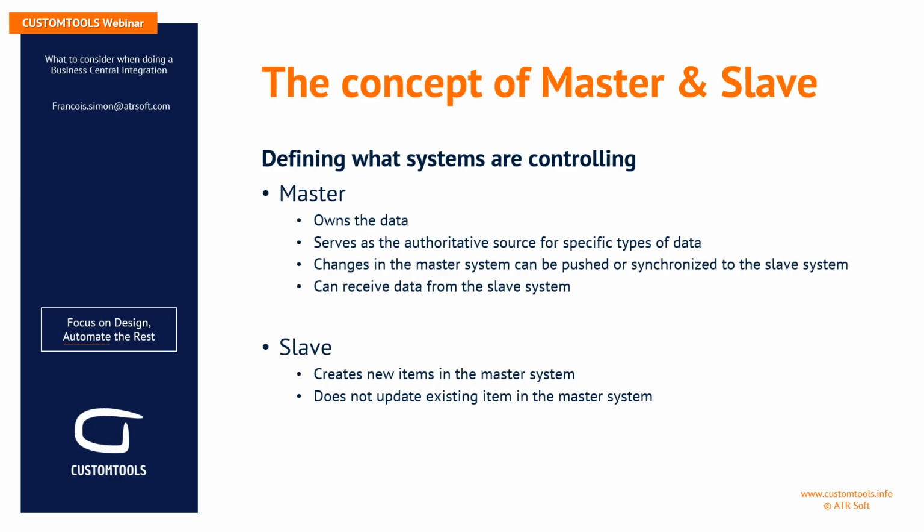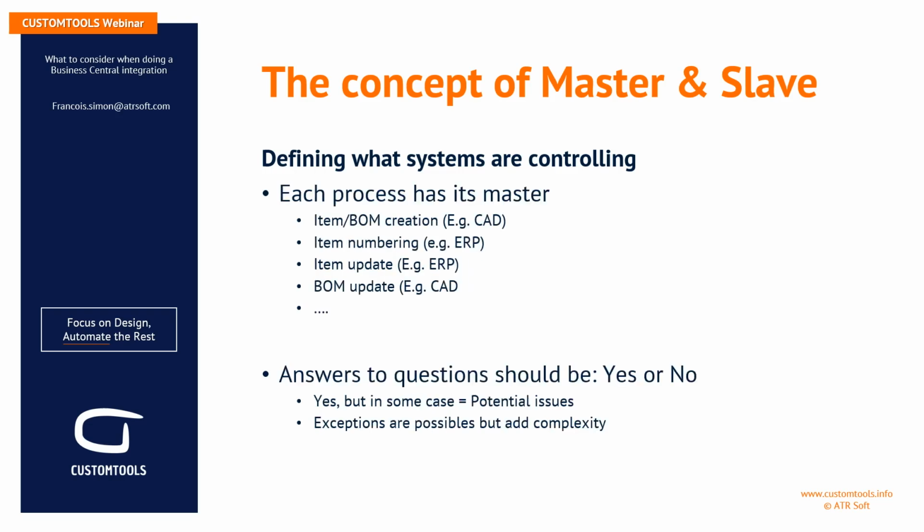One important concept when it comes to ERP CAD integration is the concept of master and slave. This is used to define what system controls which process or attributes. The master owns the data and will have the last word over the slave. This concept is important because it defines how items and bill of materials are created and updated between Business Central and SOLIDWORKS.